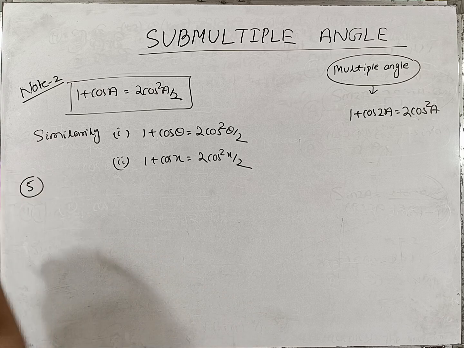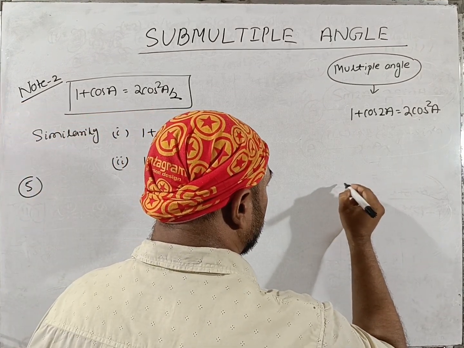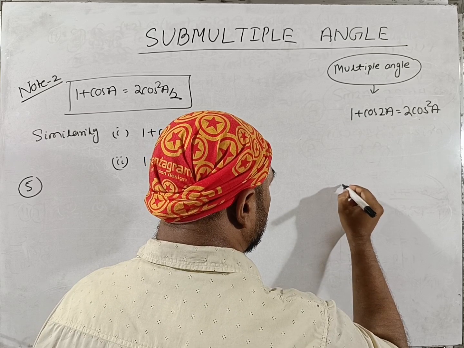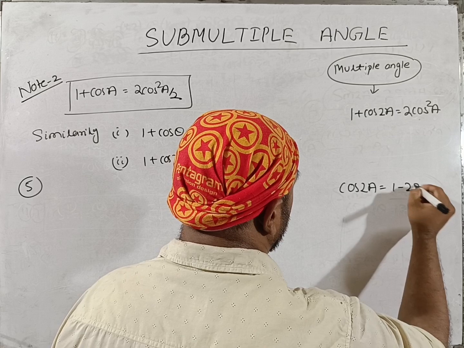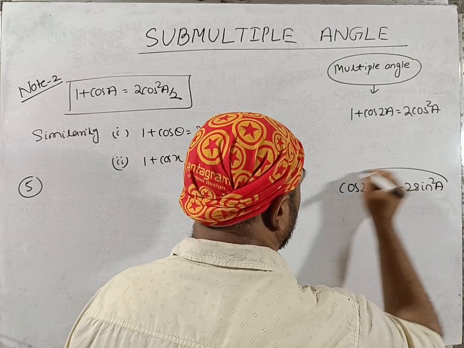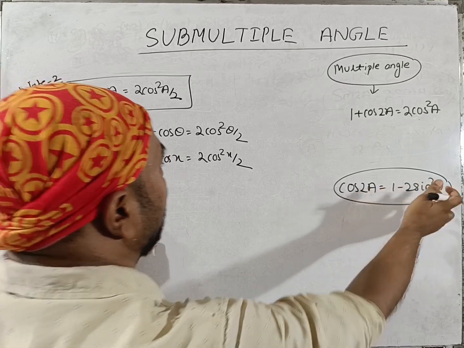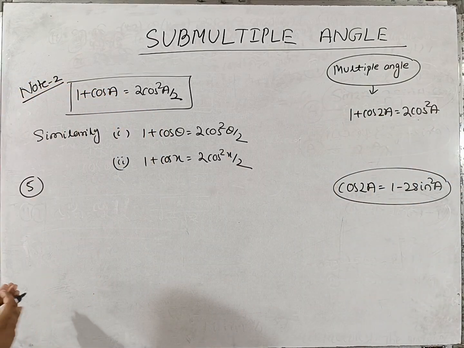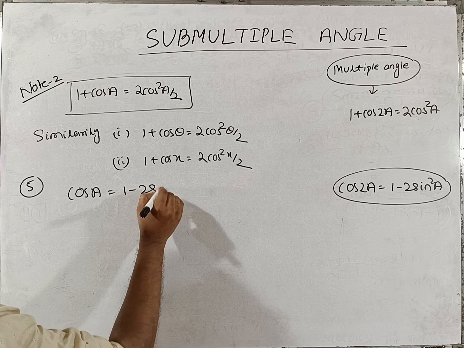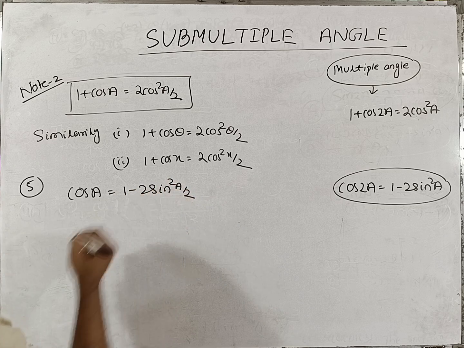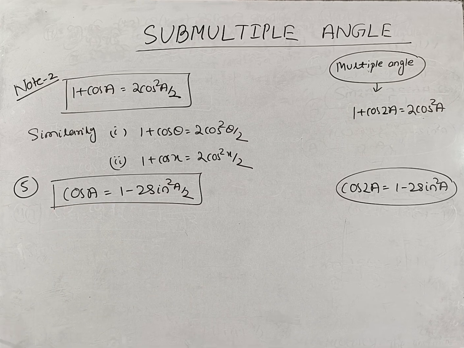Now let us go through formula number 5. We know that cos 2A is equal to 1 minus 2 sin square A. Now let us put A in place of 2A and A by 2 in place of A, so that we will get cos A is equal to 1 minus 2 sin square A by 2, which is the formula of a submultiple angle.